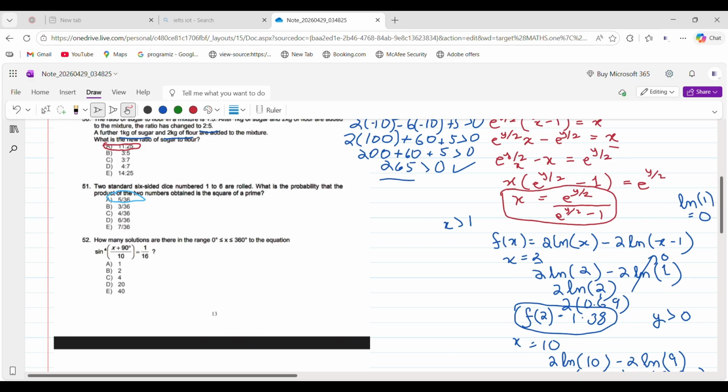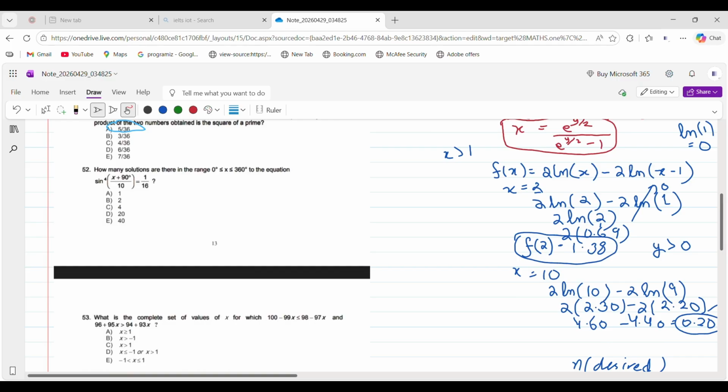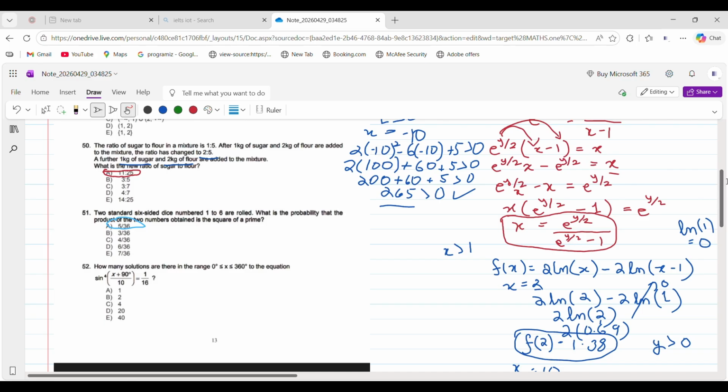Now let's move towards the fourth question, which is how many solutions are there in the range to the equation sine. Okay. This is not again a very difficult question at all. We will try to solve it very finely.